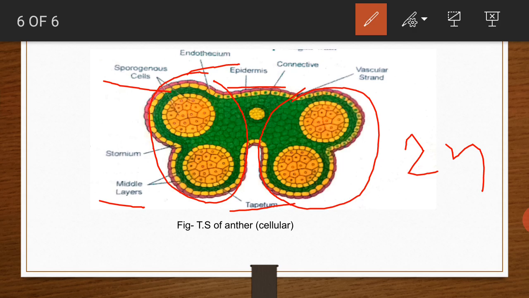In this way, we have seen the stamen, the male reproductive part. Stamen has anther and filament. Anther has pollen sacs called microsporangia, and a microsporangium contains pollen grains called microspores. And these microspores are formed by the process of microsporogenesis. In our next video, we will study the process of microsporogenesis.